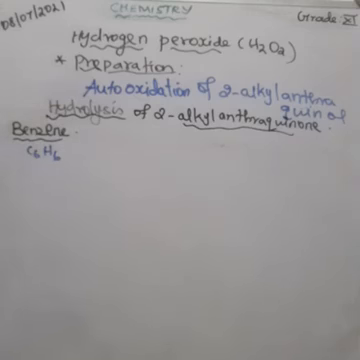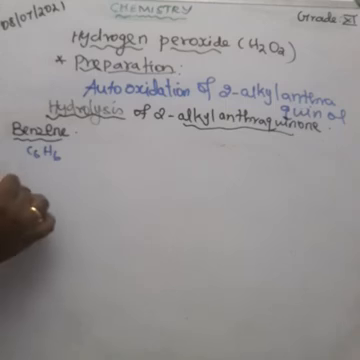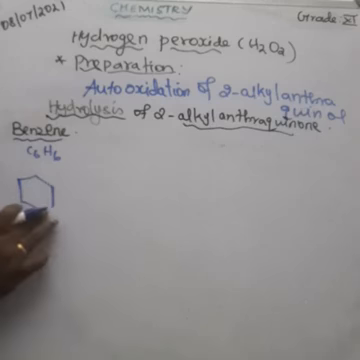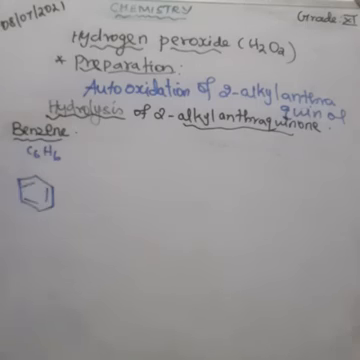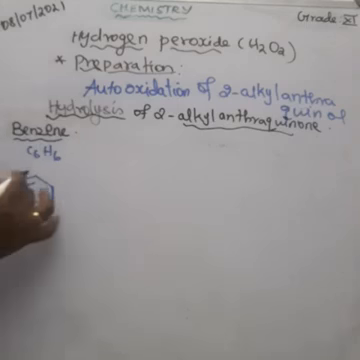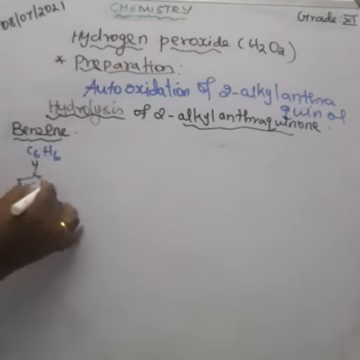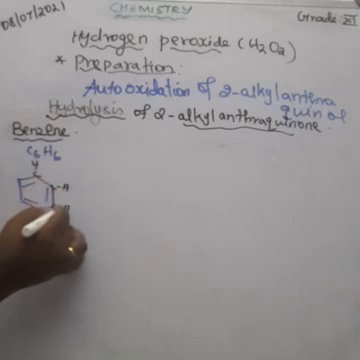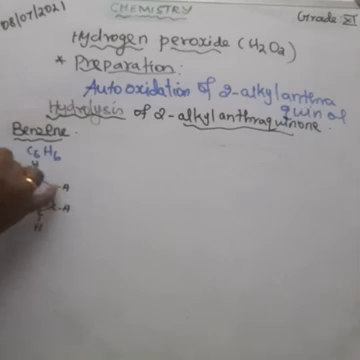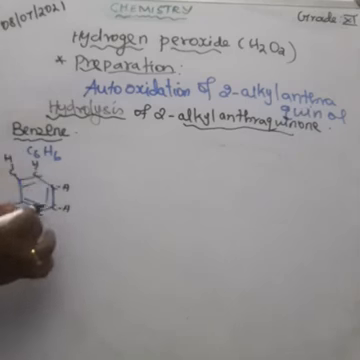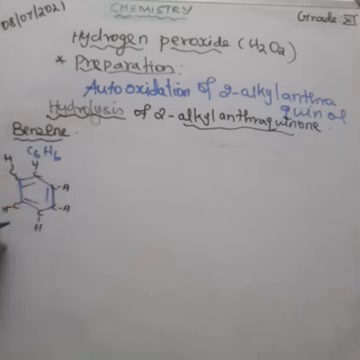So this is the structure of benzene. Each corner of this ring has a carbon atom, and each carbon atom is connected with a hydrogen. This is the structure of the benzene ring, C6H6. Understood? Here you should remember the carbon valency is 4.